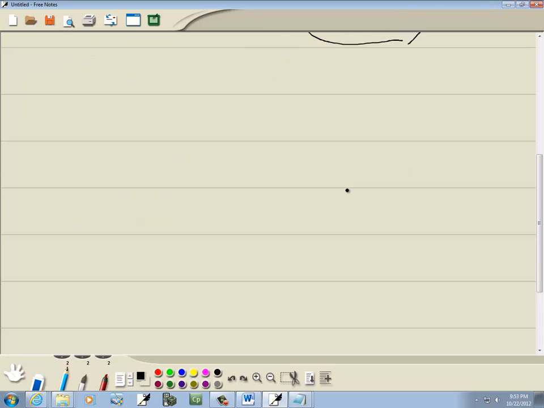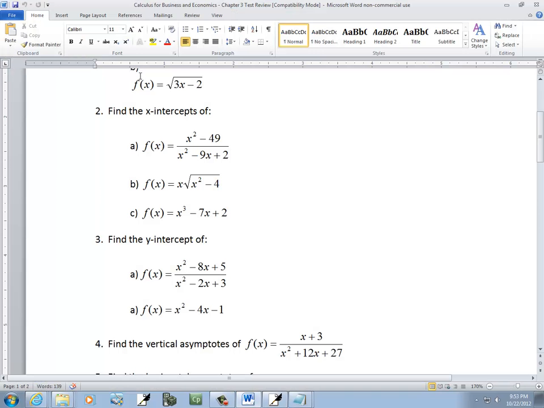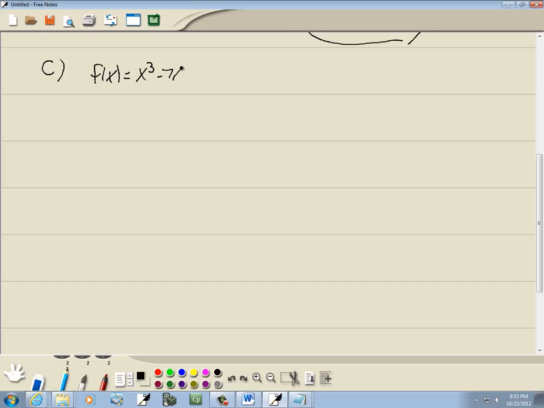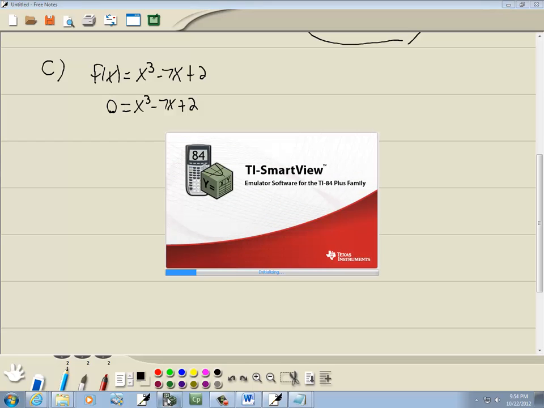Now part C, I made up, so hopefully it doesn't come out nice. We've got f of x is equal to x to the third minus 7x plus 2. And again, we always plug 0 into the other variable, so we're finding the x-intercept, so we'll plug 0 in for y. So we've got 0 is equal to x to the third minus 7x plus 2. Well, this doesn't factor, and it doesn't appear there's any way we can solve it. You need to know how to use the intersect method on your calculator. So let me bring up the calculator here.